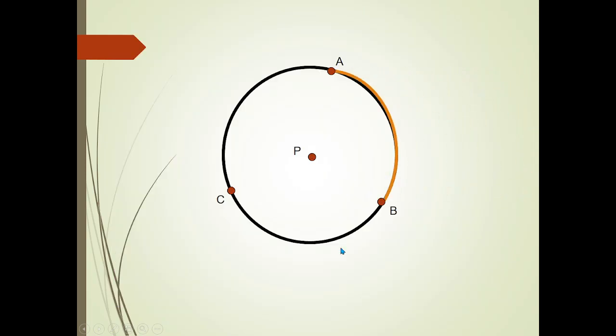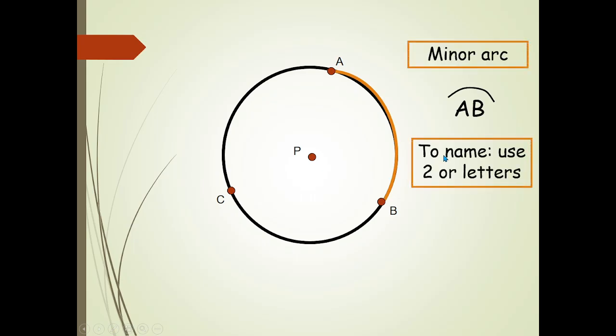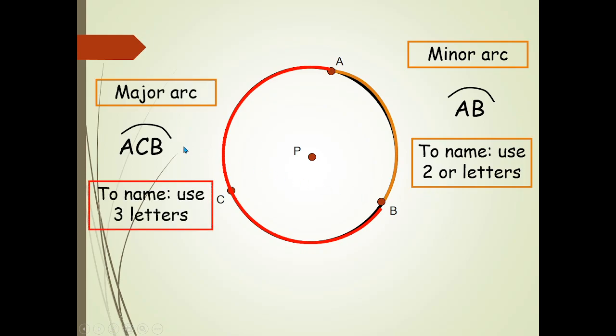Now there are 3 kinds of arc. We have here arc AB, which is a minor arc. And we use 2 or 3 letters to name a minor arc. Minor arc measures less than 180 degrees. On the other side is arc ACB, which is a major arc. And always we use 3 letters to name a major arc. And this measures greater than 180 degrees.